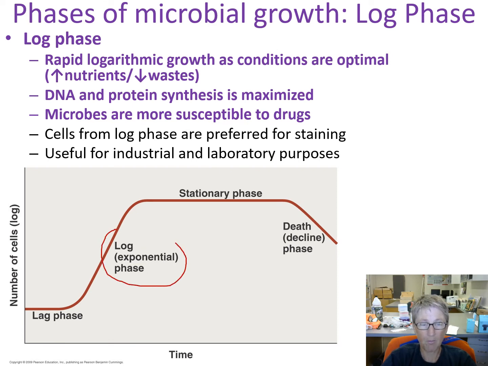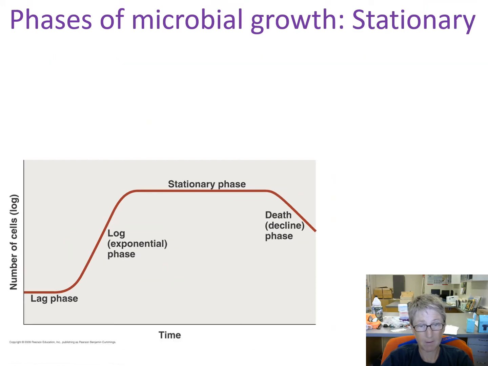And then you go into the log phase of growth. You get rapid logarithmic growth because the conditions are optimal. That means there's a lot of nutrients in the broth, and fewer waste products in the broth. DNA and protein synthesis is maximized, but the interesting part is that when they're dividing, they're most susceptible to antimicrobial drugs. And also, when you are going to stain cells, for example a gram stain, you want to get the cells in the log phase. That's when they stain the best.